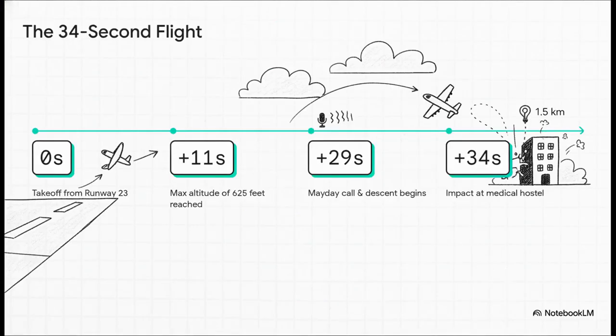Okay, let's start with the hard radar and air traffic control data, because the timeline here is incredibly tight. At 0 seconds, the plane takes off from runway 23 in Ahmedabad. Just 11 seconds later, it hits its maximum altitude. And guys, that was a mere 625 feet. It literally can't climb any higher. At 29 seconds, air traffic control gets a chilling mayday call and the descent begins. By 34 seconds, the aircraft impacts a medical college hostel about 1.5 kilometers away. Think about that, just 34 seconds from liftoff to total catastrophe.